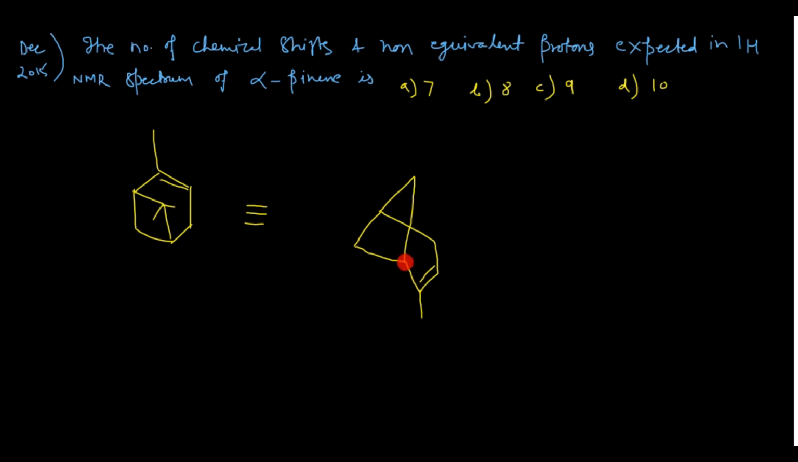This is position 1, this is position 2. So this will have the 2 methyl groups. So what you will do, you can put the 2 methyls over there. They are nothing but the CH3. This is also the CH3. This is also the CH3. So how many different kinds of protons and signals are there in that case? We can assign this problem.